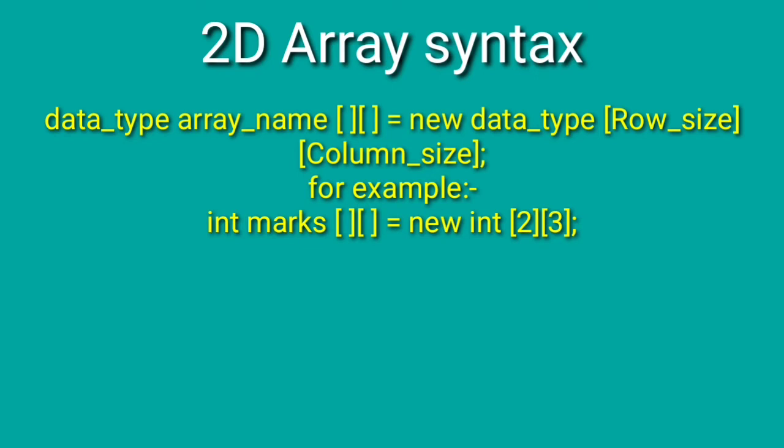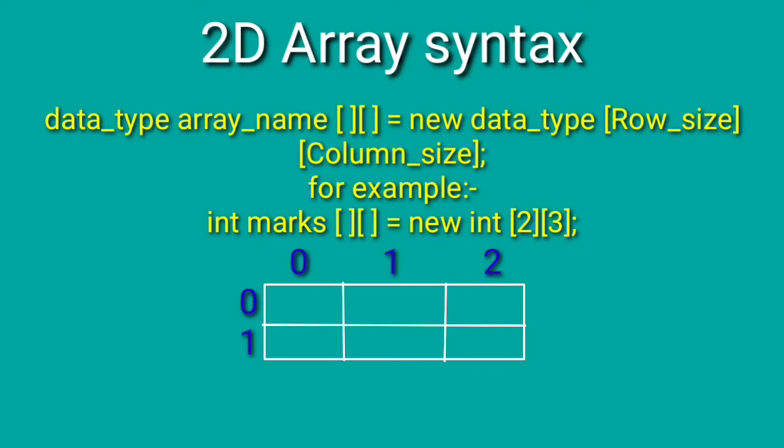For example, int marks array is there, and here I have used two sets of brackets, and then the assignment operator is there, then the new keyword, and after the new keyword again the data type will come, that is int, and after the integer type you have to specify the rows and columns. For example, here I have given 2 in the row and 3 in the column. So this is a 2 by 3 array which can store 6 elements.